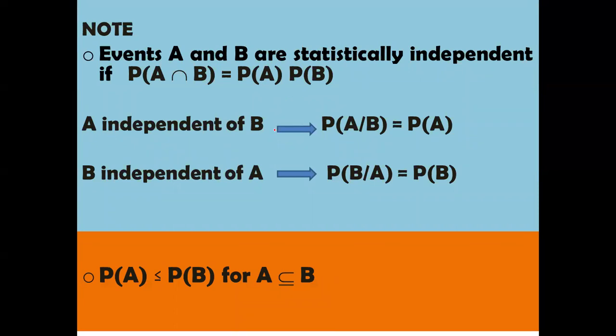If A is independent of B, P of A given B is equal to P of A. B is independent of A implies P of B given A is equal to P of B. And we see that for A contained in B, P of A is less than or equal to P of B. Now for any two events, we have seen the axioms.